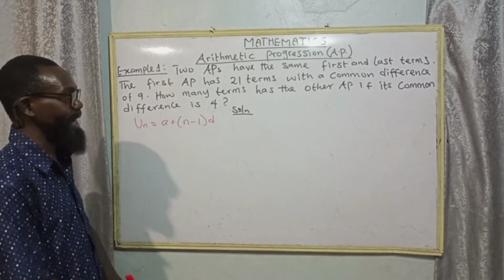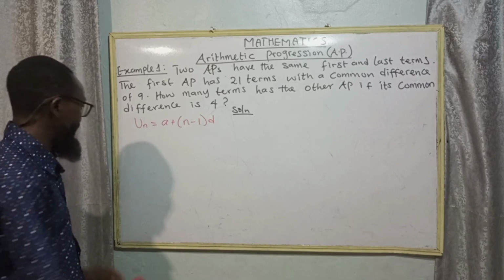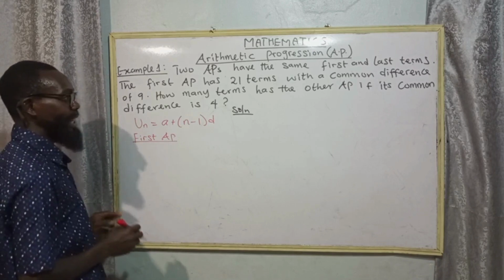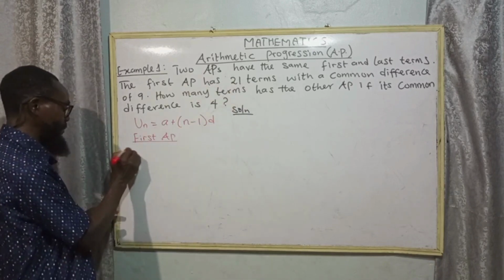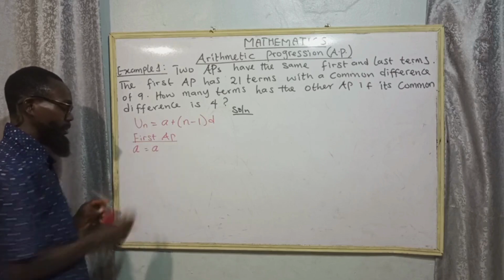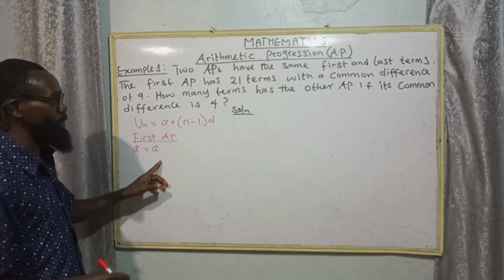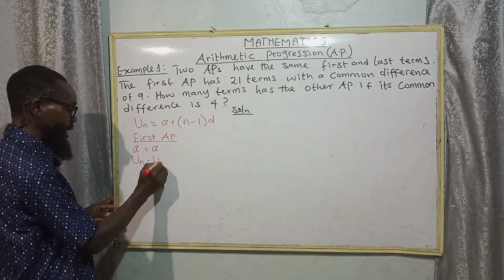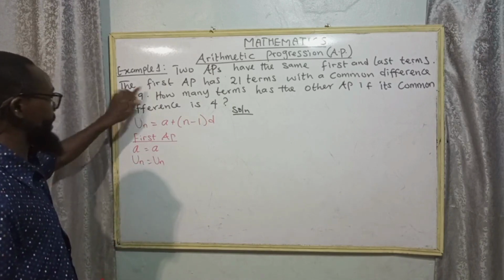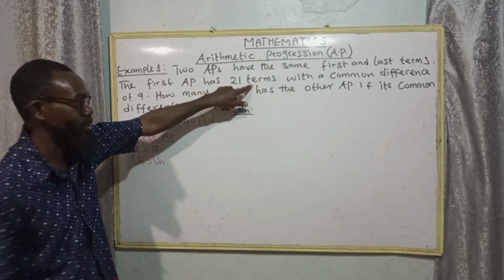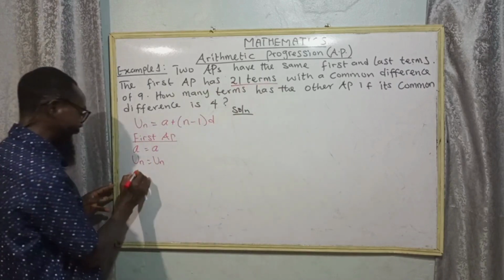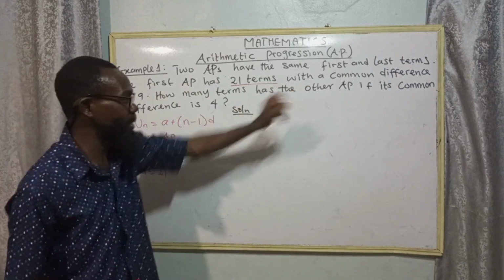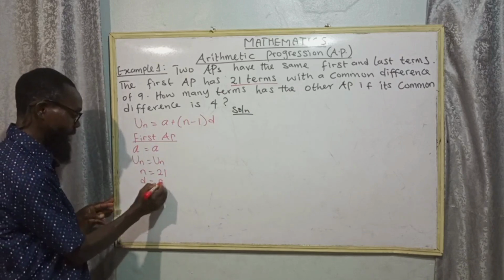Now, two APs have the same first and last terms. Let's say the first AP has a first term. Let the first term be A. Don't forget, we use A to represent our first term. And they also have the same last term. Let our last term be un. So the first AP has 21 terms. Do not forget the meaning of terms. That is our n equals 21. That is the first AP, with a common difference of 9, our d equals 9.